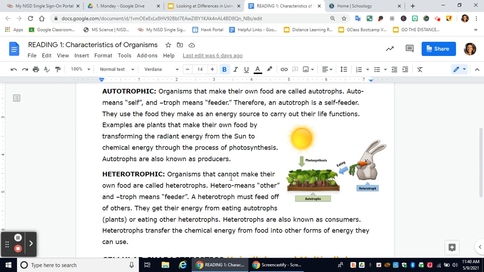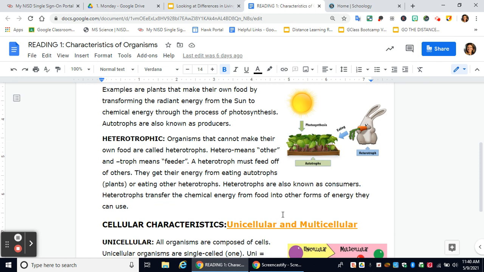Heterotrophs are organisms that cannot make their own food. Hetero means other and troph means feeder. A heterotroph must feed off of others. They get their energy from eating autotrophs, plants, or eating other heterotrophs. Heterotrophs are also known as consumers. Heterotrophs transfer the chemical energy from food into other forms of energy they can use.